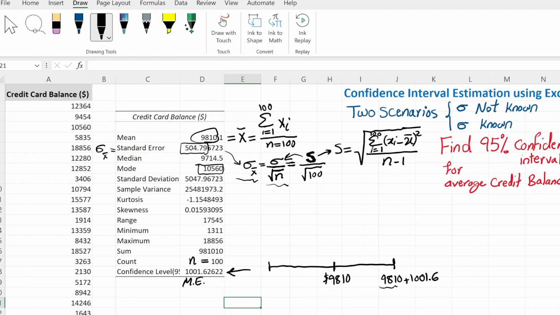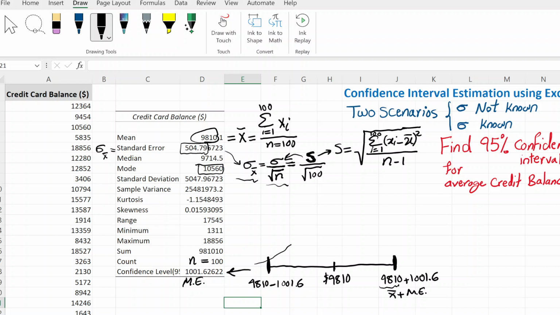So add to X bar a margin of error, and also subtract from X bar a margin of error. So 9,810 minus $1,001.60 roughly at this point. These are the upper and lower thresholds, or ends, of the 95% confidence interval.